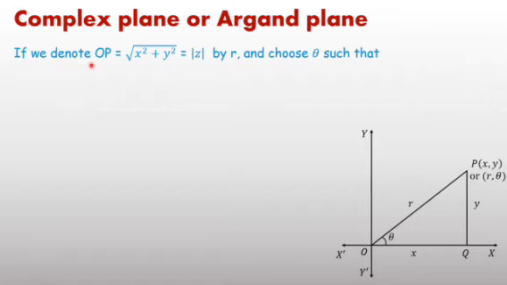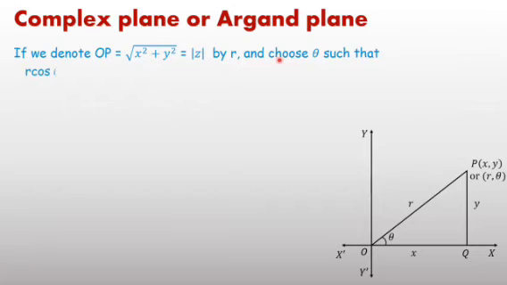Therefore, we can write the distance of point P from the origin, OP, as under root x square plus y square. Because in triangle OPQ we can apply the Pythagoras theorem, and easily x square plus y square equals r square. And here r is mod z. Therefore, OP equals under root x square plus y square equals mod z, which is denoted by r.